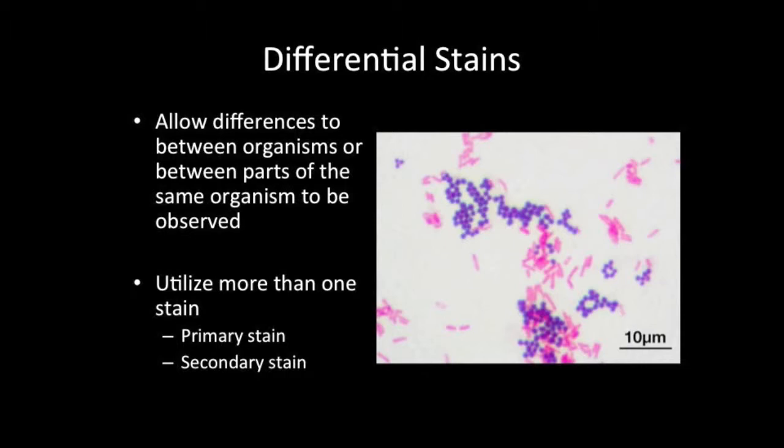Differential stains make use of more than one stain. The first stain used in this staining procedure is referred to as the primary stain, while the second stain used in the procedure is called the secondary stain. It is important as you proceed through the various protocols that you use the stains in the proper sequence indicated in the protocol to get accurate results.